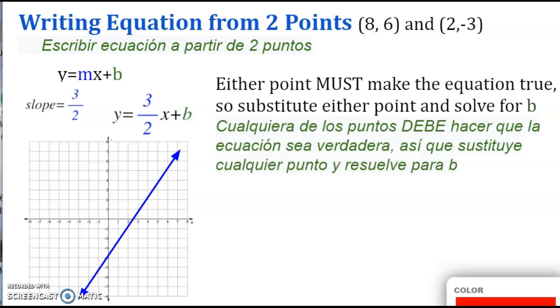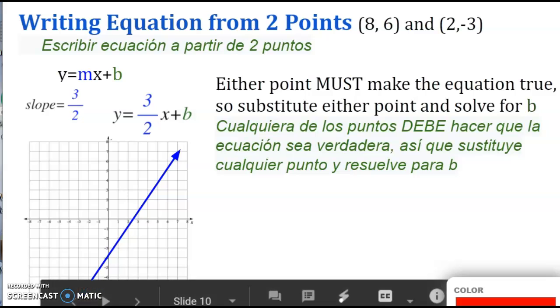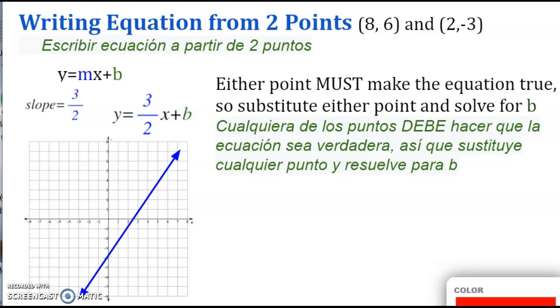And in order to find the y-intercept, since either point, (8, 6) or (2, -3), is on the equation of the line, that means if you plug in the x and y value of either point, the equation should come out as true. That way you can solve for b. But you do need to choose one. You can't choose the x from one point, so 8, and then choose the y from the second point. You do need to choose the x and y from one point only.